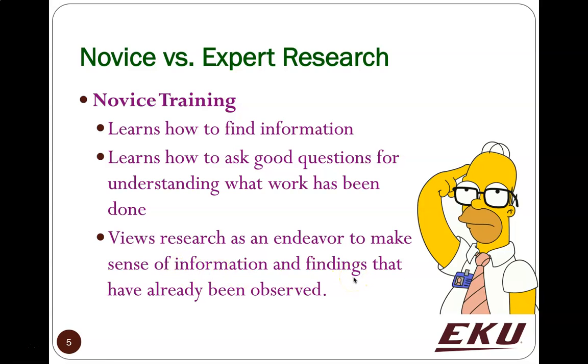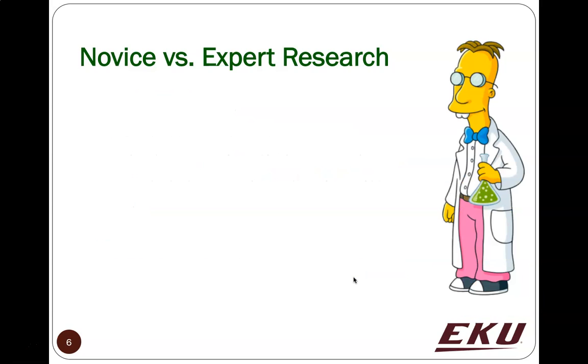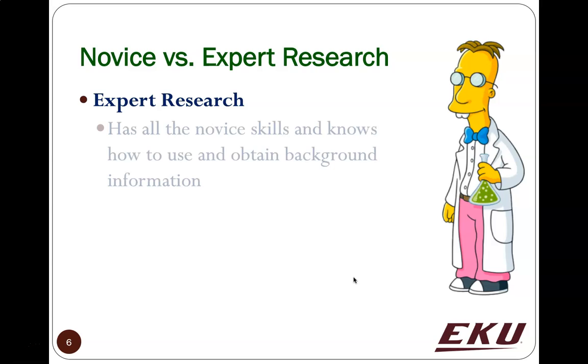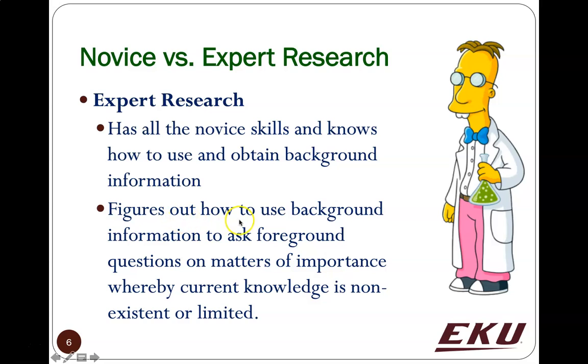Now, we're going to move into what makes you an expert researcher. The expert researcher will still have all the skills that they would have obtained from when they were a novice researcher. So they have all those novice skills and they know how to use and obtain background information. But they then figure out how to use the background information to ask the questions that are at the forefront, that we would call the foreground questions, on matters of importance whereby the current knowledge is either non-existent or really limited. So we're moving you from being a novice towards being an expert researcher.